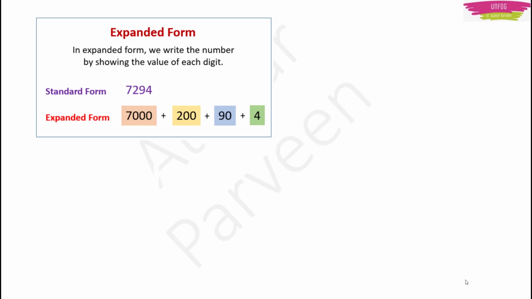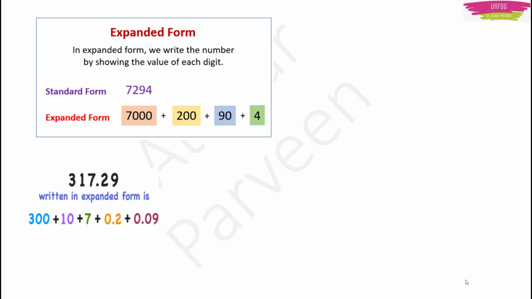Firstly, let's talk about expanded form of a number. In standard form, for example, if I am giving you a number 7294, as it is, if you are writing 7294, this will be your standard form. If you try to expand this number, how will you expand? You will try to write this number by showing the value of each digit. Here 7 is in thousands place, right? So you write 7000. Then 2 is in hundreds place, 9 is in tens place and 4 is in ones or units place. So this is how you can expand.